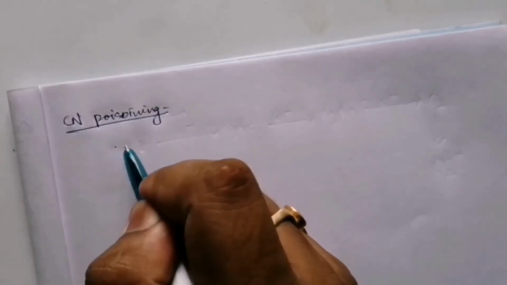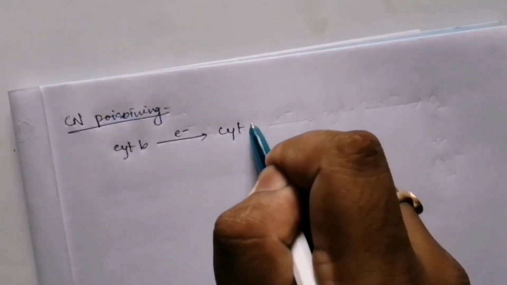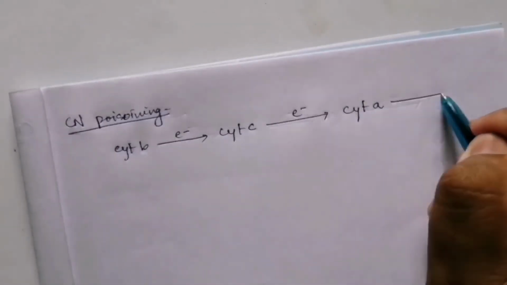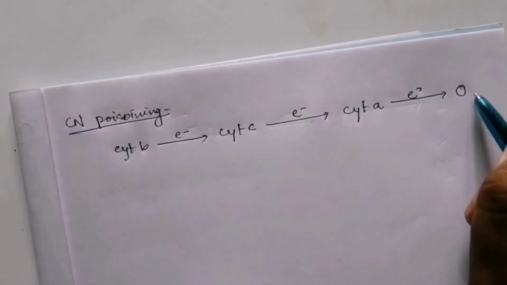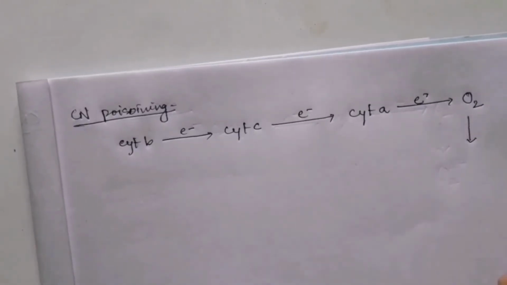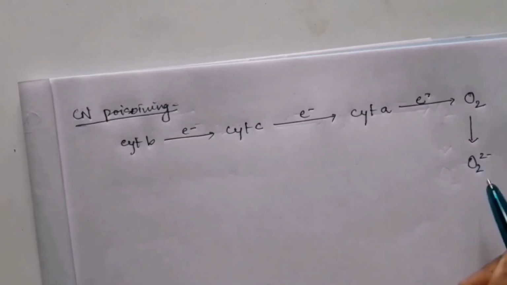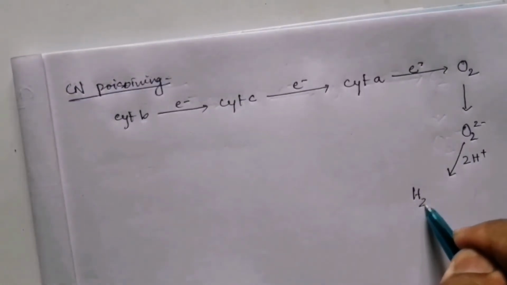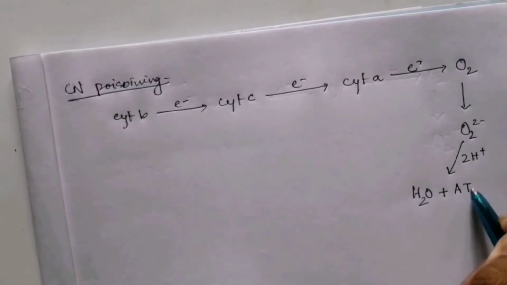Now, we'll talk about cyanide poisoning. So, if we talk about the normal electron transport chain which takes place from cytochrome B to cytochrome C, followed by electron transfer to cytochrome A, and finally electron transfer takes place to oxygen, giving a peroxide species which then reacts with two protons, resulting in water and energy.